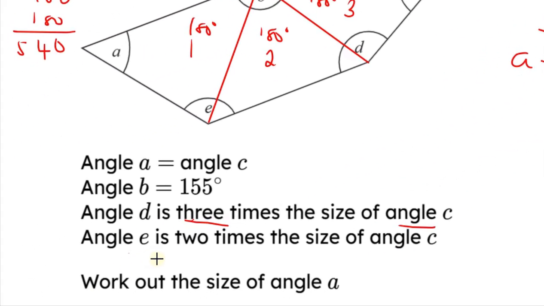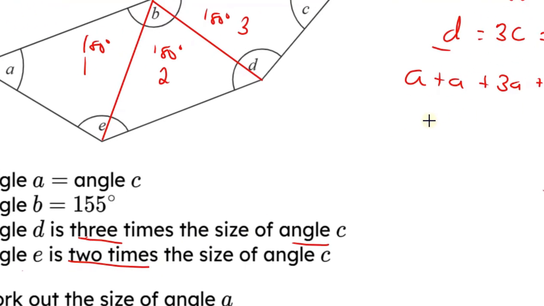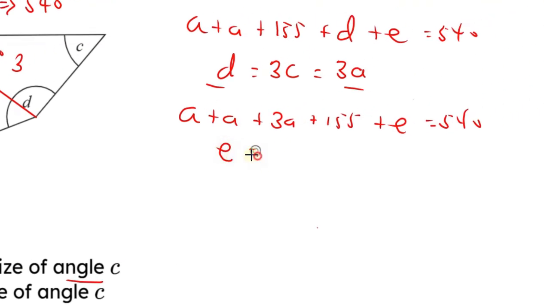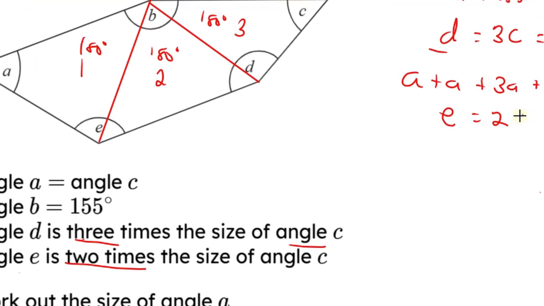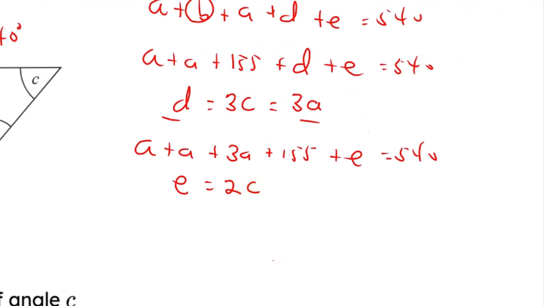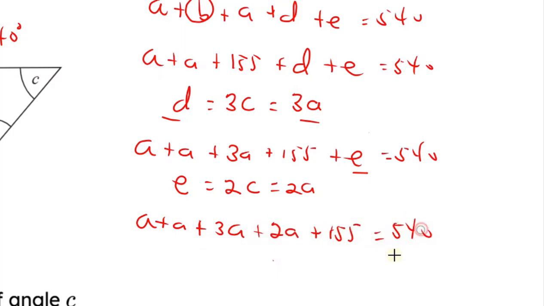Then we also know that angle E is 2 times the size of C. Again, wherever I see C, I can replace it with A. So this is also the same as 2A. Then I'm going to replace E with 2A. So I have A plus A plus 3A plus 2A plus 155 is equal to 540. Then how many A's do we have? A plus A will give us 2A, plus 3 will give us 5A, plus 2 will give us 7A plus 155 is equal to 540.